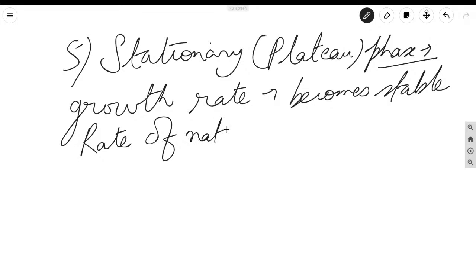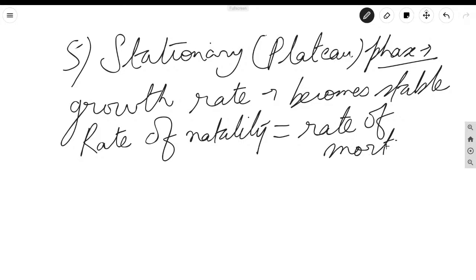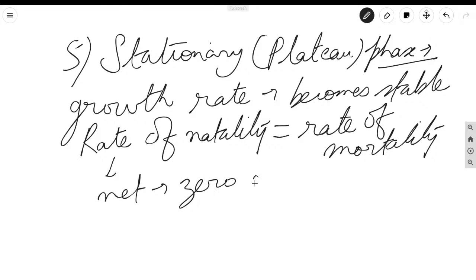Rate of natality is equal to rate of mortality. Why is it happening? So why do you have net zero growth? There is growth, but net growth is zero. Just like in physics, plus minus net charge is zero. Okay, so net growth is zero. Because you have reached the carrying capacity of that environment or the habitat.